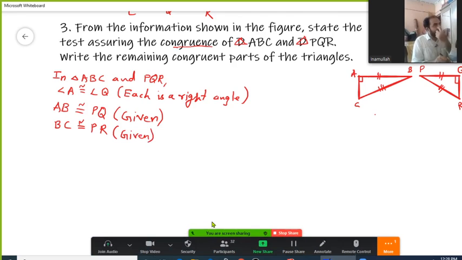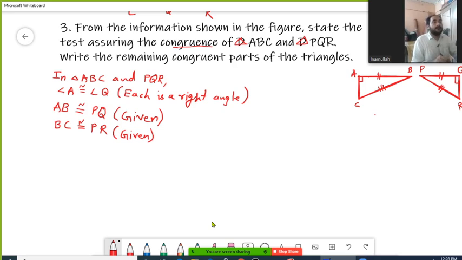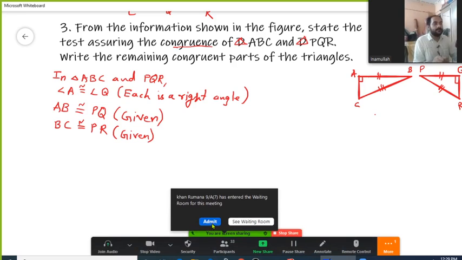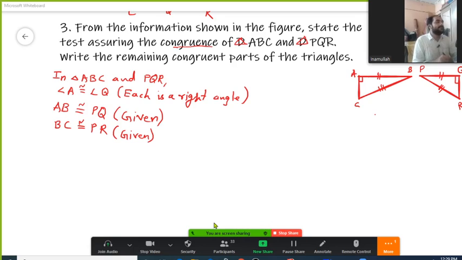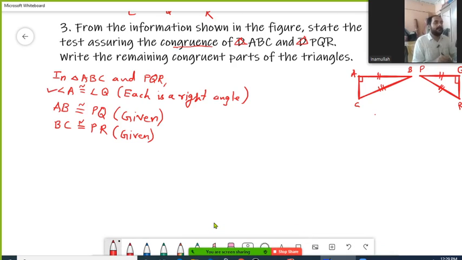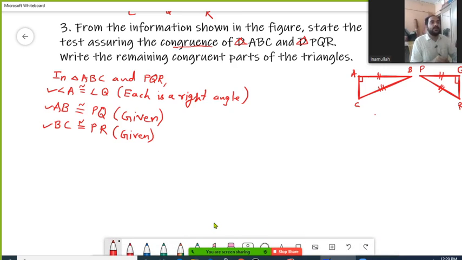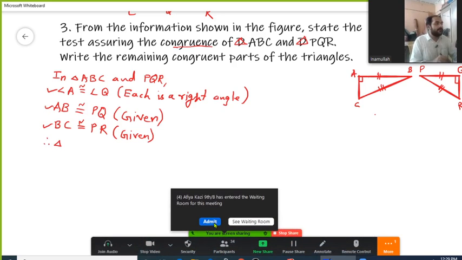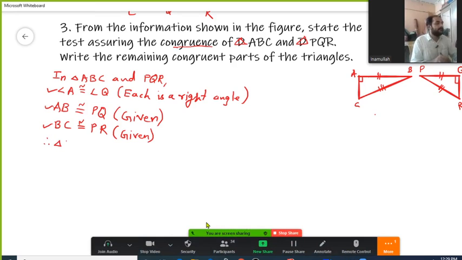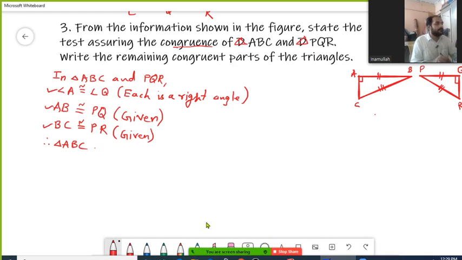As we have already discussed, in order to prove two triangles as congruent, we need three components. So we have three components: one pair of corresponding angles and two pairs of corresponding sides as congruent. So this is sufficient evidence to say that triangle ABC and triangle PQR are congruent. So here you will say, therefore triangle ABC is congruent with triangle PQR.